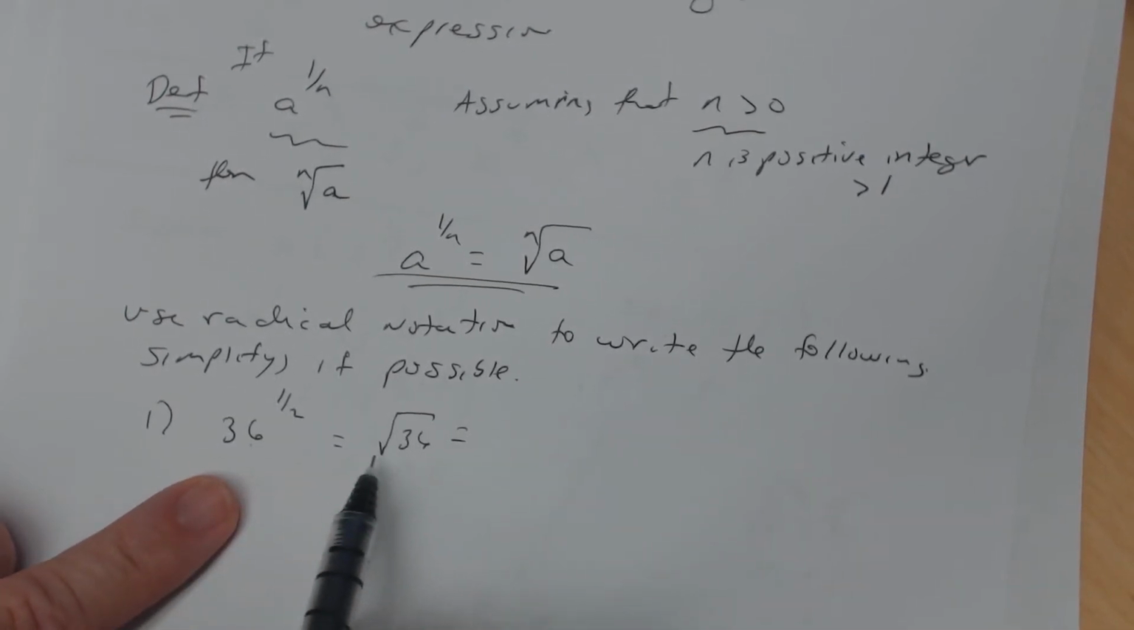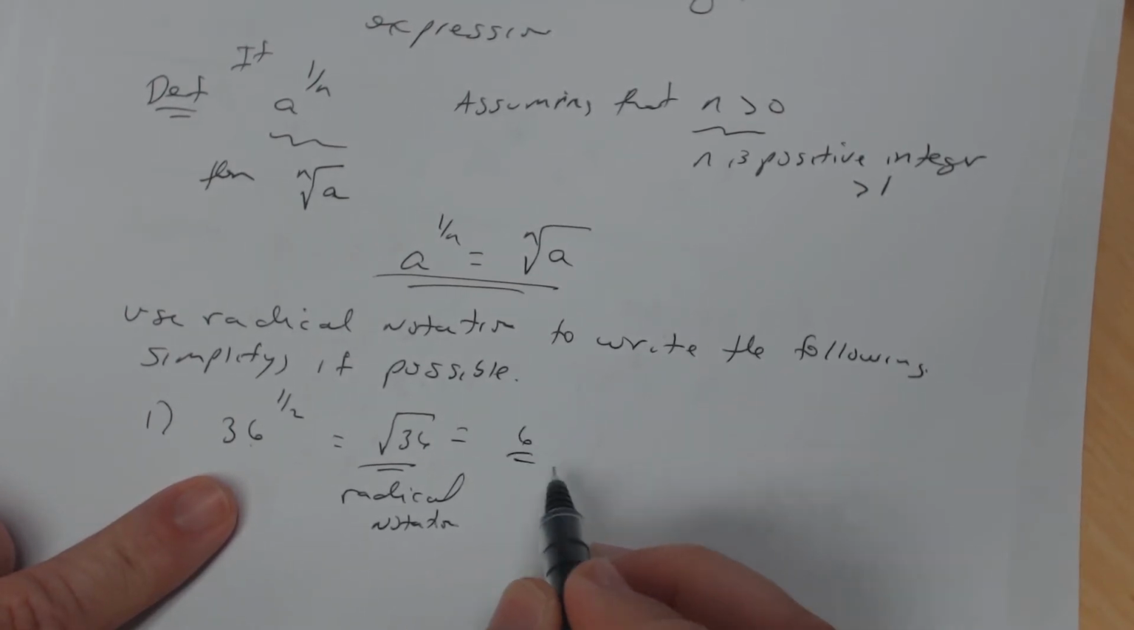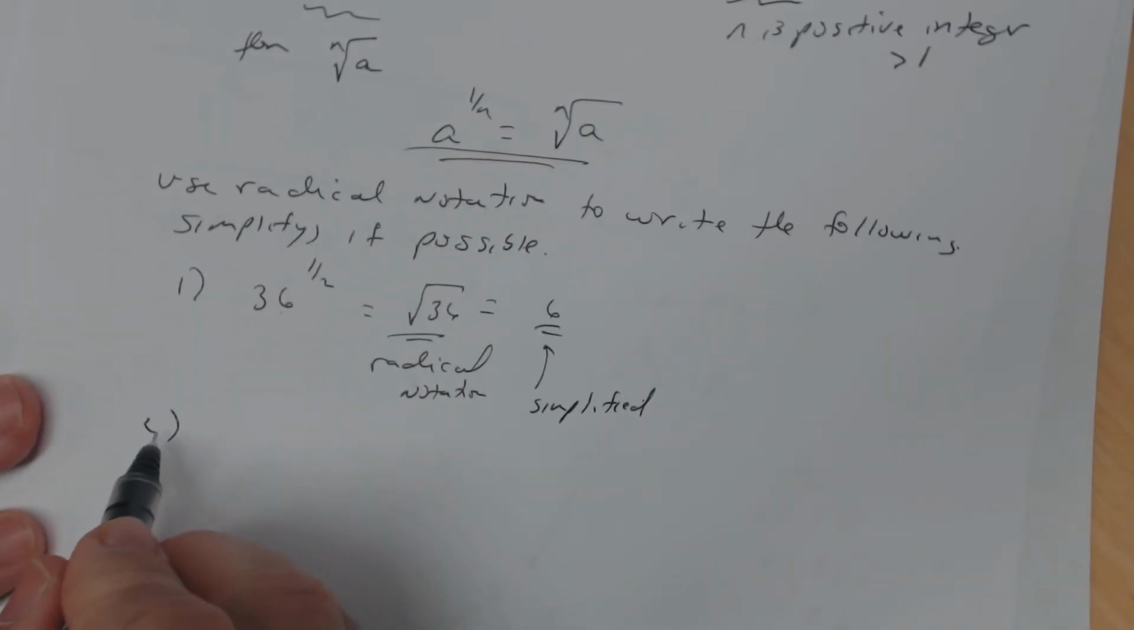From a previous lesson, we know that we can simplify. First of all, note that this is my radical notation. If it says to use radical notation, that's what you need to write. And then simplifying, here's the answer. That's simplified. Okay?